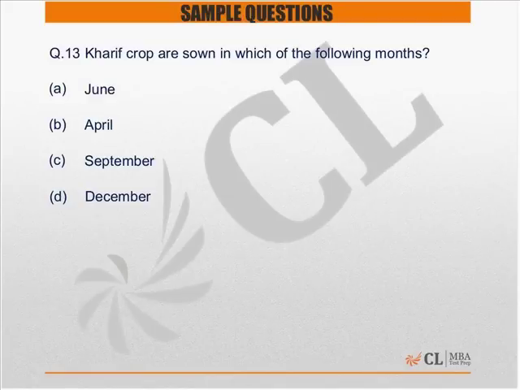In Zaid, which means in between Kharif and Rabi, mainly vegetables like watermelon, bottle gourd, lady's finger, muskmelon, etc. are cultivated. Just you have to learn. Most important Rabi crop is wheat. Most important Kharif crop, rice.